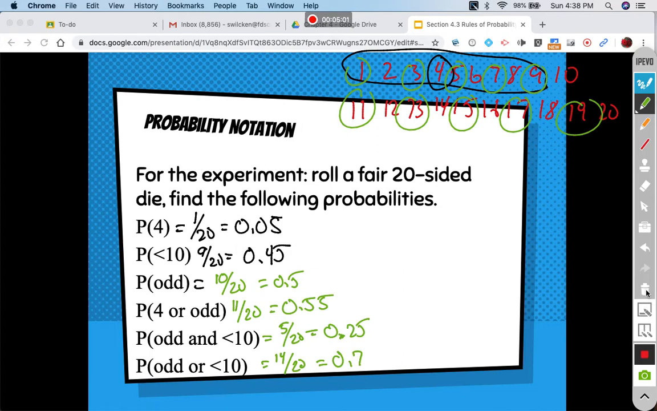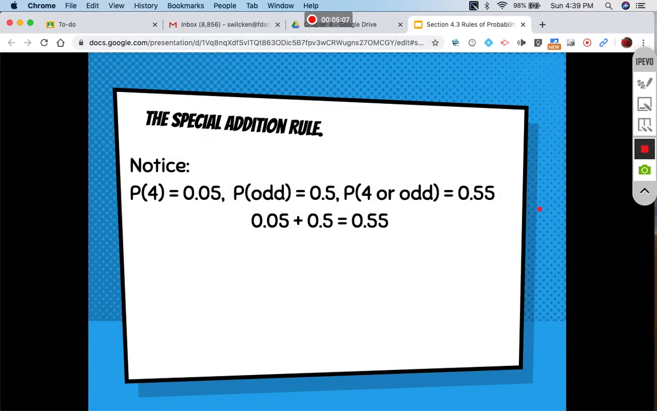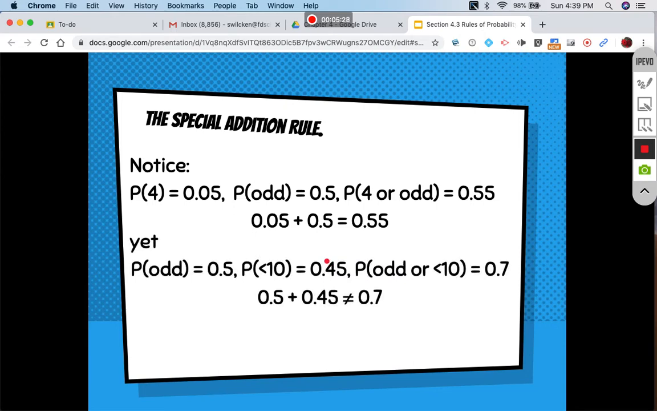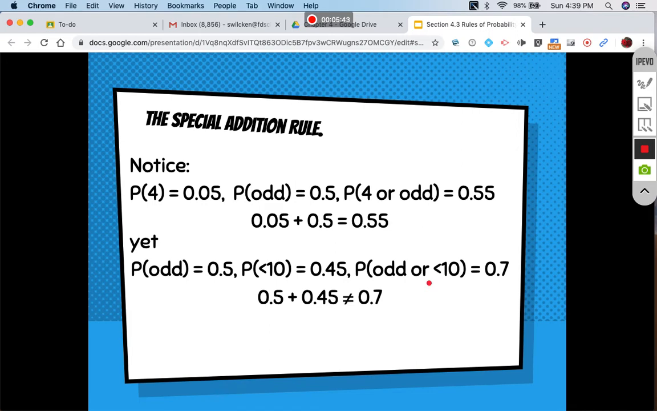So let's see where we can go from here. A couple things. When we looked at that, note the probability of getting a 4 was 0.05, probability of being odd is 0.5, probability of 4 or odd is 0.55. Hey, add those together. Hey, sweet. But here's the problem. Probability of odd was 0.5. Probability of less than 10 is 0.45. If we add those together, we don't get the probability of odd or less than 10.